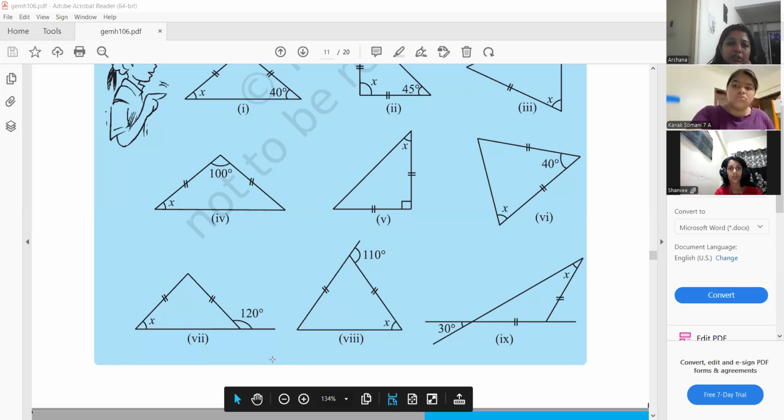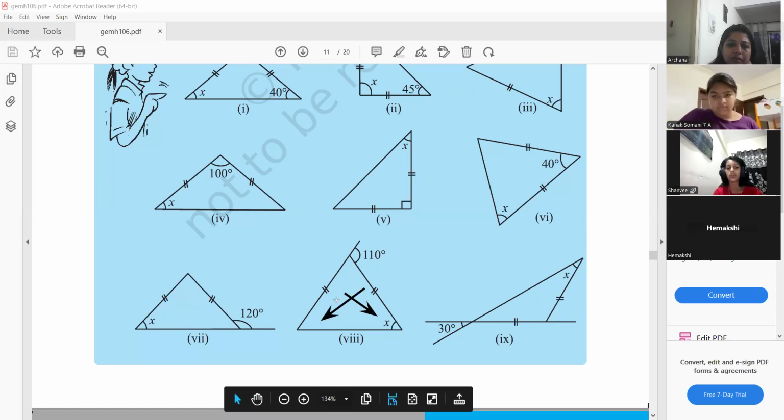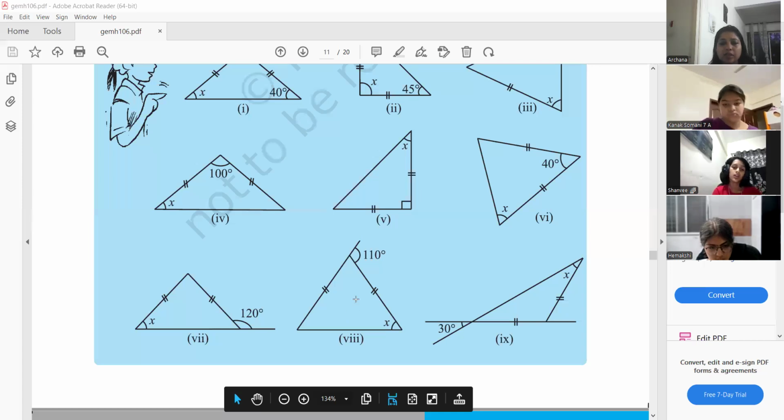Okay, till Himakshi joins, Kanak and Shanvi, tell me which two angles are equal here. Ma'am, the angle opposite to x. The x opposite angle. This and this, both are. Okay, let Himakshi join.